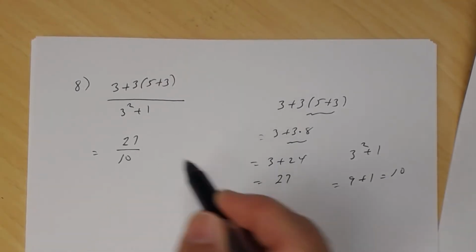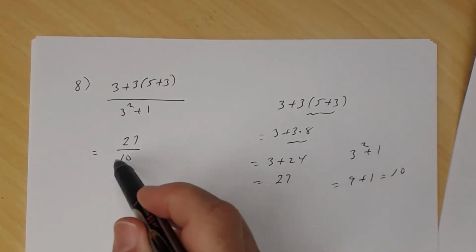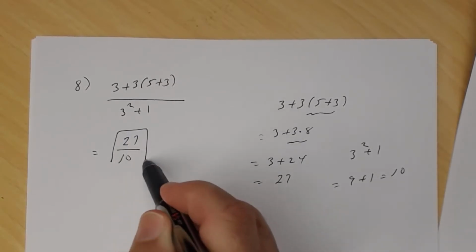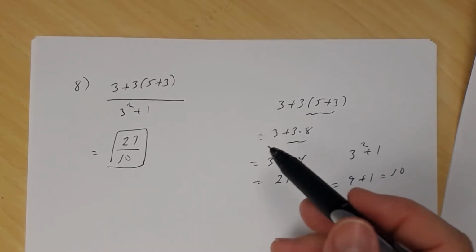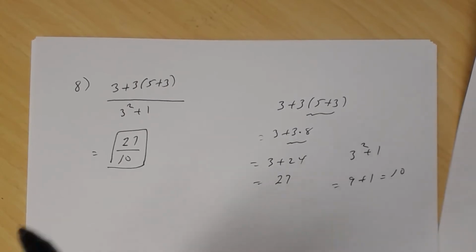So I get 27 divided by 10. And I can't reduce that. Cannot reduce this. So leave it as 27 divided by 10. Don't change it to a mixed number. Leave it as a fraction. All right, so that's number 8.